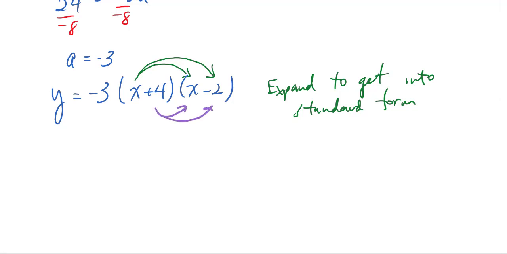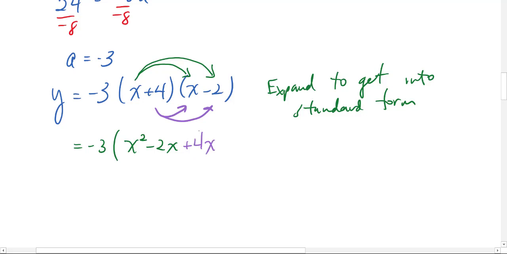So let's start there. Alright, so we have y equals negative 3, x times x, there's our x squared, x times negative 2, a negative 2x. So there's our green arrows, and then with our purple arrows we get positive 4x, and 4 times negative 2, negative 8. And finally a bracket. So next step is to collect those like terms. So we get negative 3, x squared plus 2x minus 8.